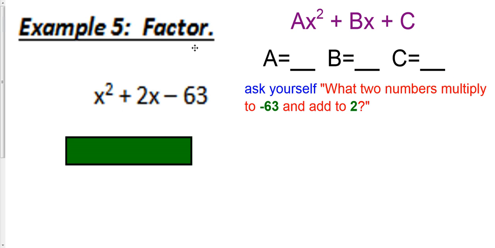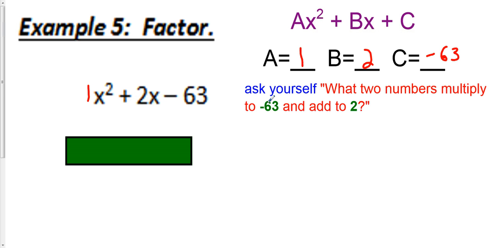Let's look at example 5 then. We need to factor out this trinomial. Again, it's in ax squared plus bx plus c form. Our a, the number out in front, is 1. Our b is a positive 2. And our c is a negative 63. So again, we're asking ourselves what two numbers will multiply to make negative 63 that will add to make 2.